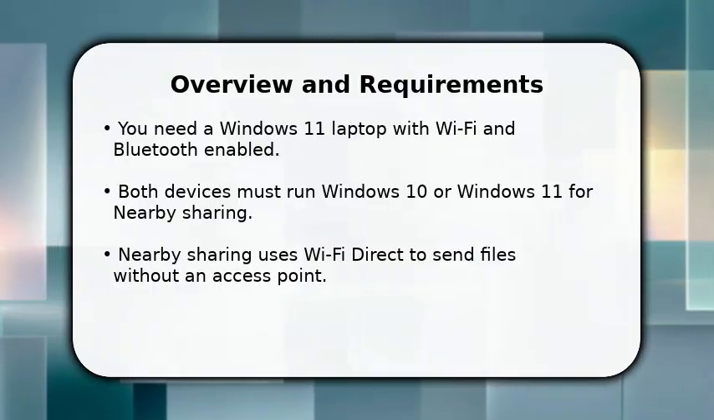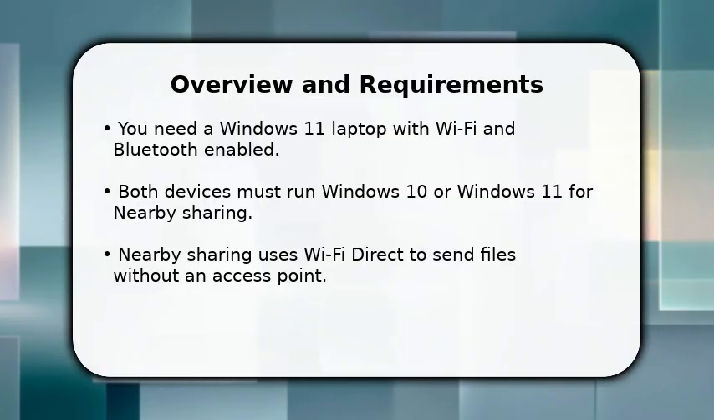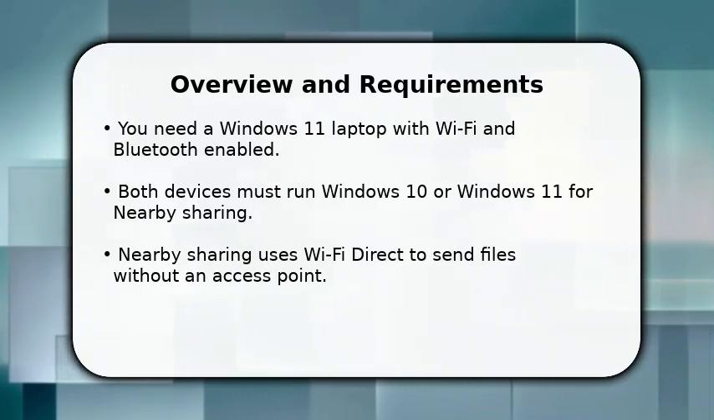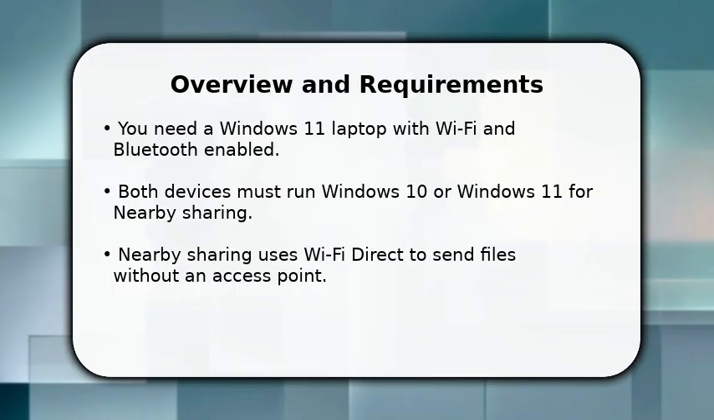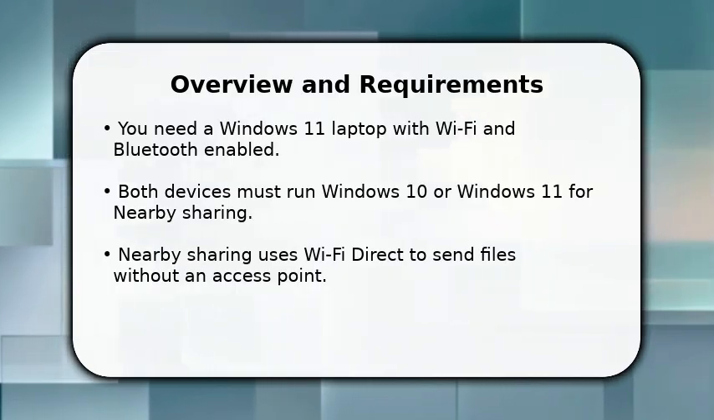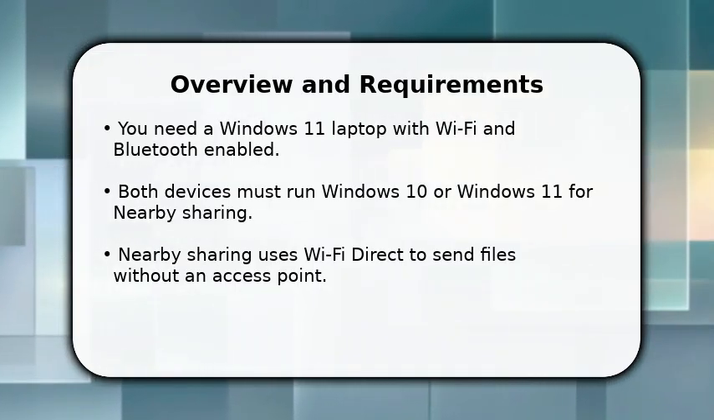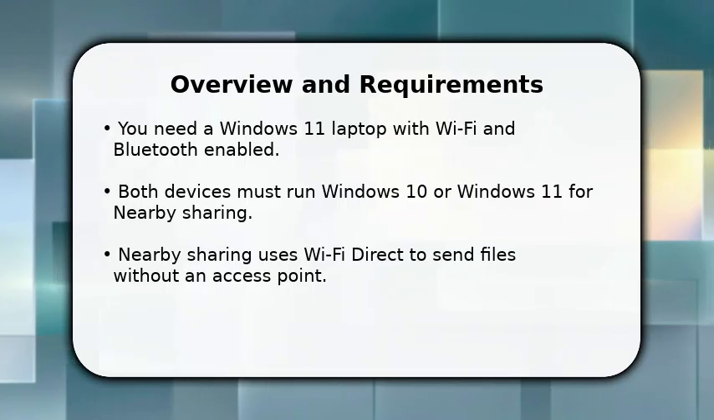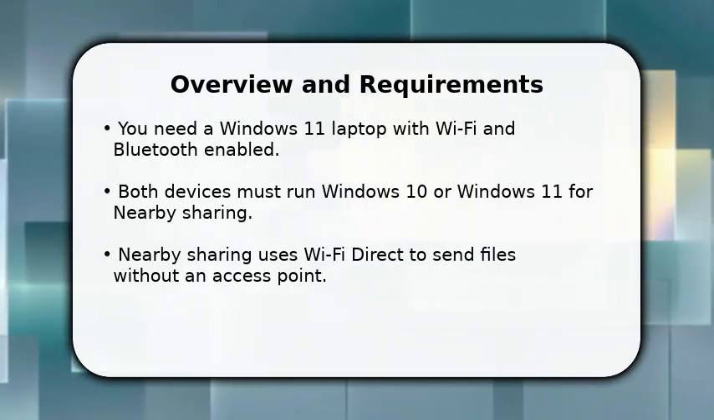This guide shows how to use Wi-Fi direct on a Windows 11 laptop. You need a Windows 11 laptop with Wi-Fi and Bluetooth enabled at all times. Ensure the other device runs Windows 10 or Windows 11 for nearby sharing to work. Nearby sharing uses Wi-Fi direct to send files without an access point, providing faster transfers and a direct peer connection.